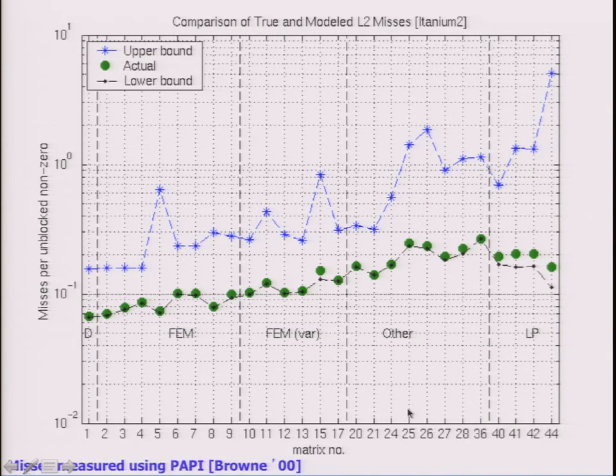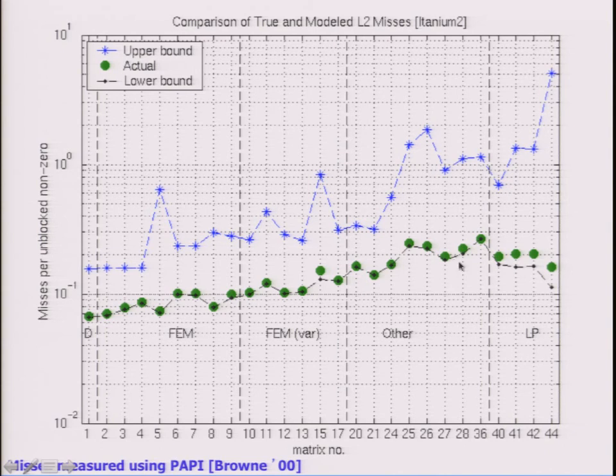Okay, so now let me ask myself, how well does this correspond to actual data? Before I do timing, let me do something more discrete. Let me count L2 misses and ask how well my bounds compare to the actual number of L2 misses, because I can measure that. These are the same 40-some matrices that I had before. The vertical axis is the misses per unblocked non-zero, so the number of L2 misses on the Titanium. The green are the actual, and this dotted line is the lower bound.